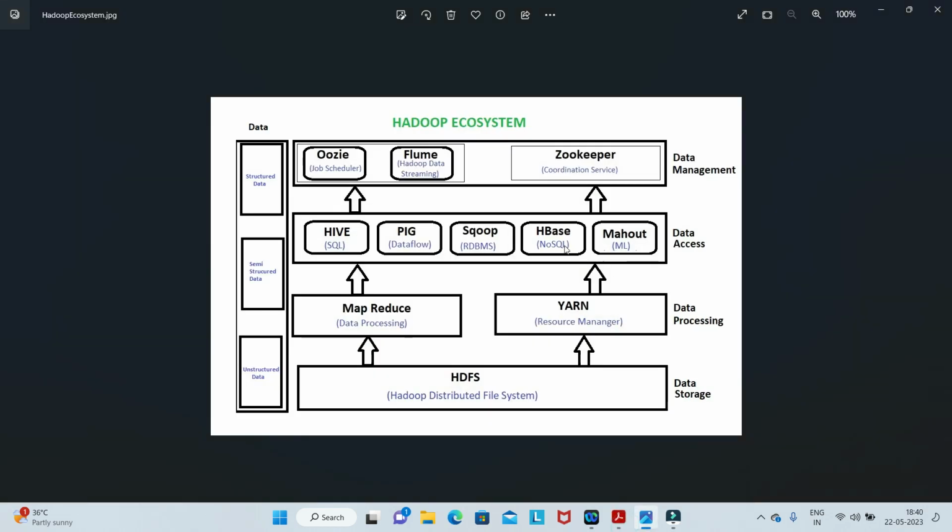So these are the various components in the Hadoop ecosystem for data storage, data processing, data access and data management for processing various kinds of data.